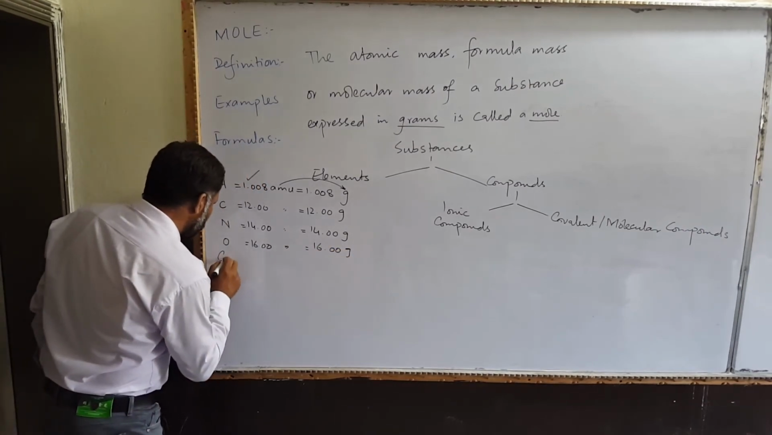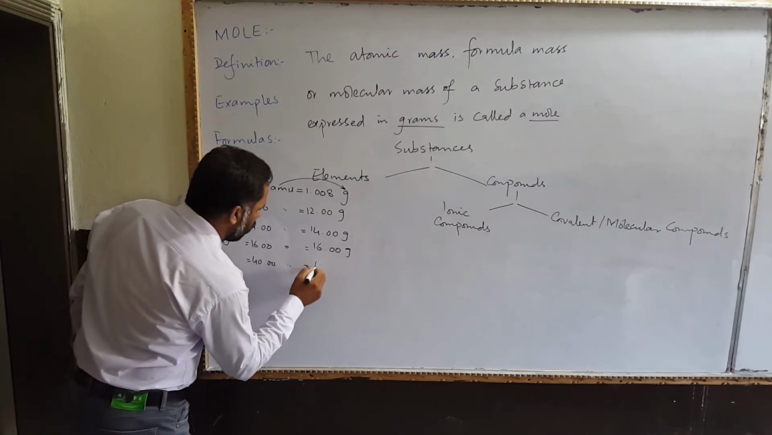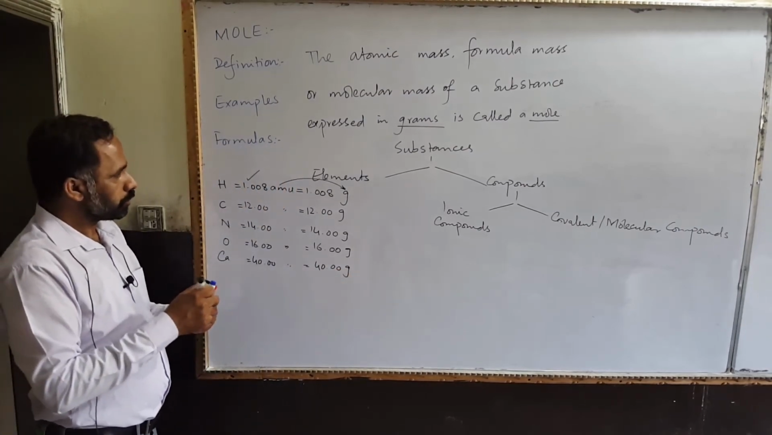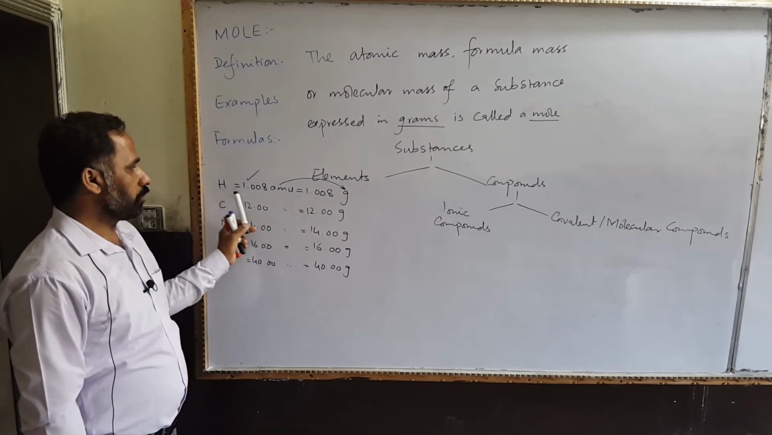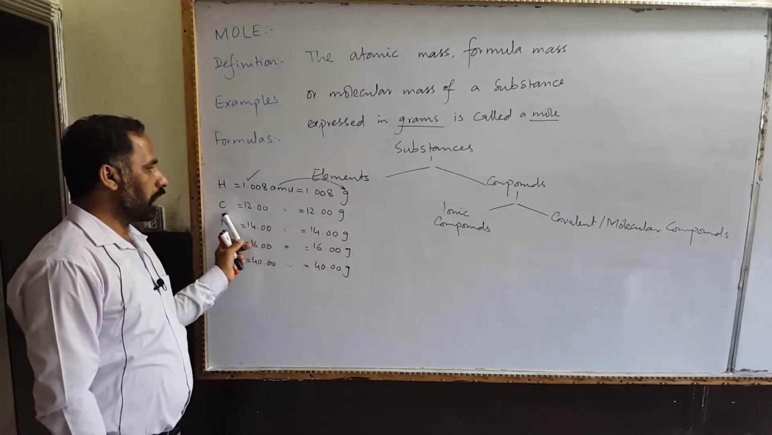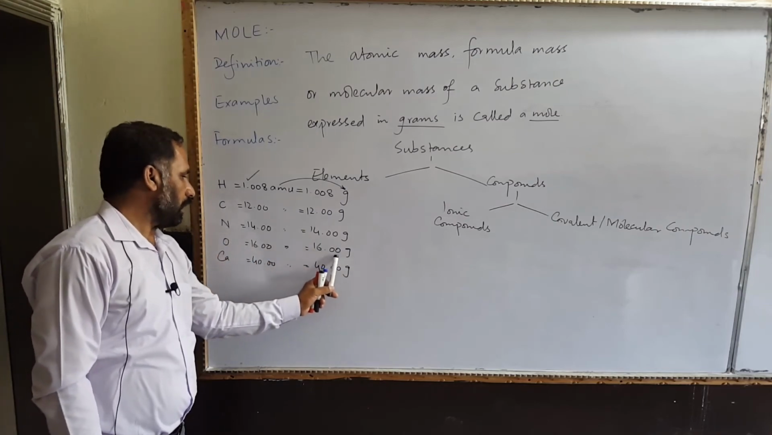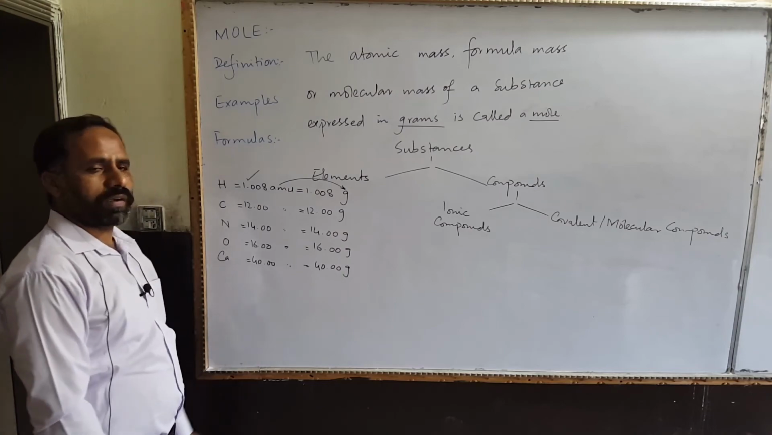Another, calcium: 40 gram will be 40 gram. Means I can describe that 1.008 gram is 1 mole of hydrogen, 12 gram is 1 mole of carbon, 14 gram is 1 mole of nitrogen, 16 gram is 1 mole of oxygen, and 40 gram is 1 mole of calcium.